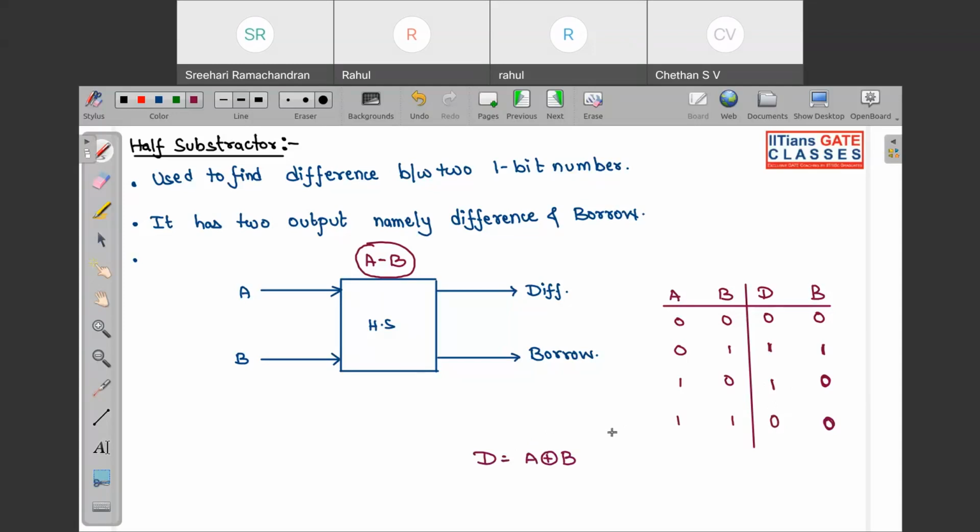But borrow will be what? If you see, borrow is coming at this place. So that is A complement B when it is A minus B. Now I want you to tell me what will be the difference and borrow when we do B minus A. Tell me very quickly.